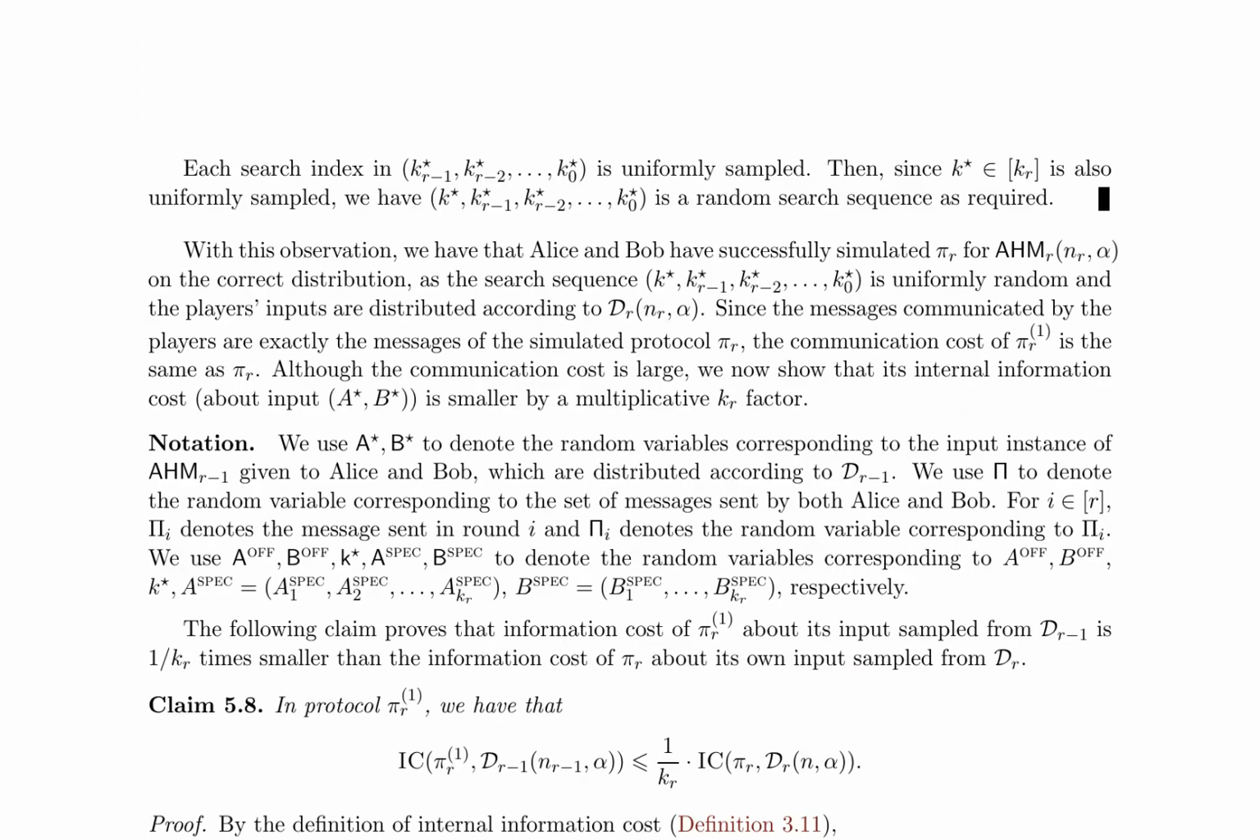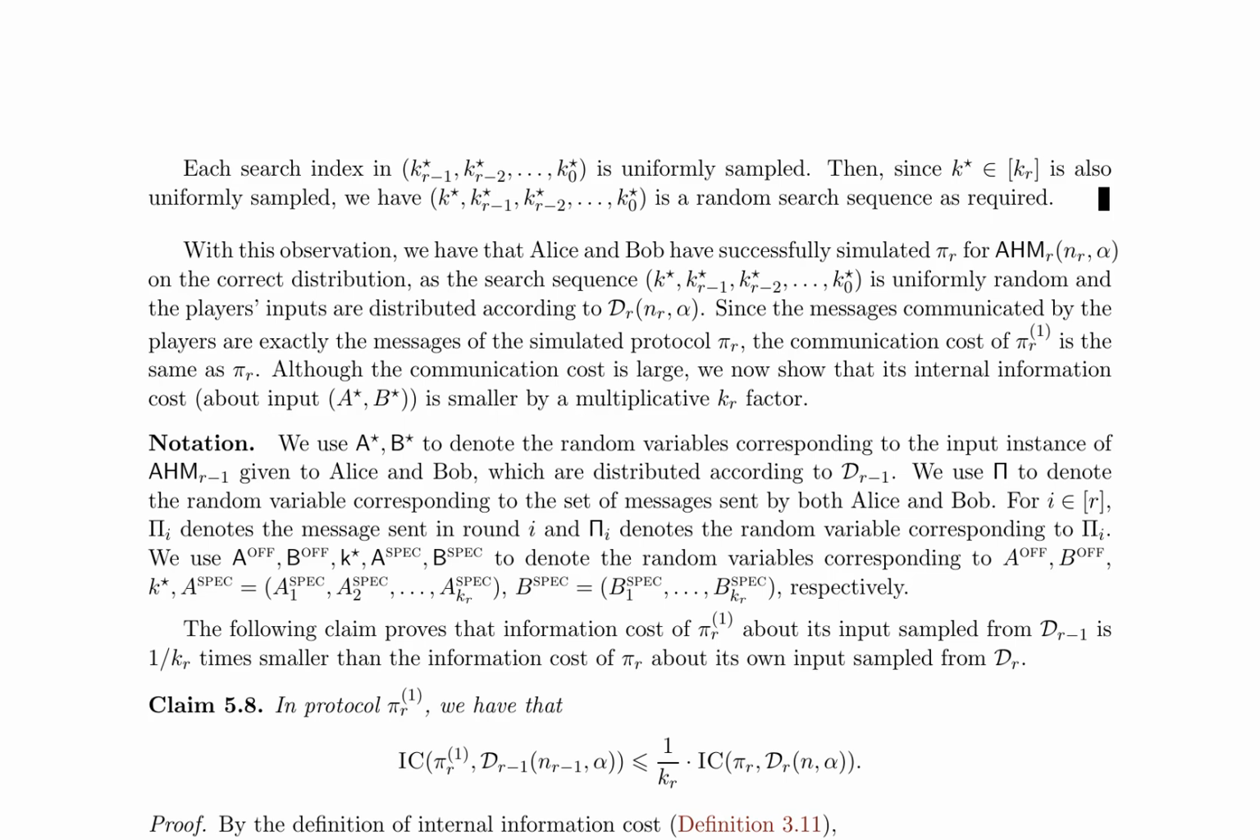The authors present a simulation of the protocol Π_r for the augmented hidden matching (AHM) problem, where Alice and Bob have successfully simulated the protocol on the correct distribution. The search sequence K*_1, K*_2, K*_0 is uniformly random, and the players' inputs are distributed according to D_r^{n_r, α}. The communication cost of the simulated protocol Π'_r is the same as Π_r, but the internal information cost is smaller by a multiplicative k_r factor.